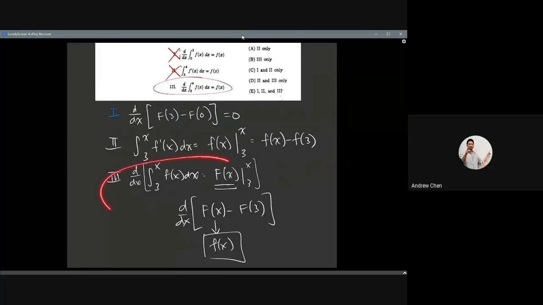Well, there you go. And so I just did this in case you guys forgot the fundamental theorem. And then I actually worked out the problems, worked out the solution. But you should hopefully remember the fundamental theorem of calculus is just f of x on the bottom. So number 3 is the correct answer, which is what, B? Letter B.